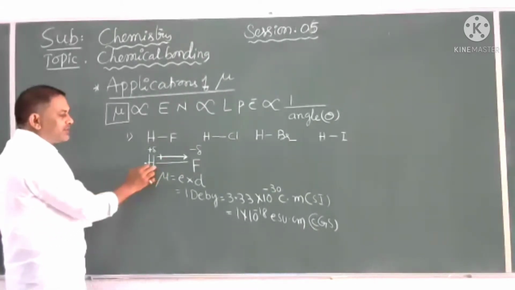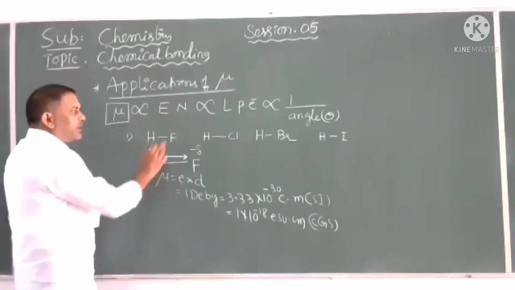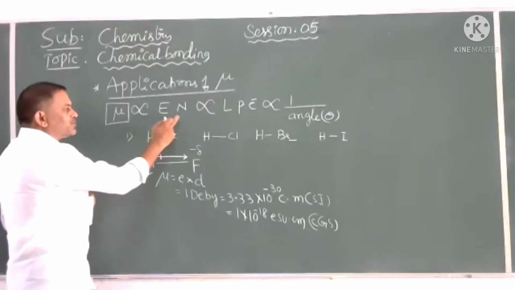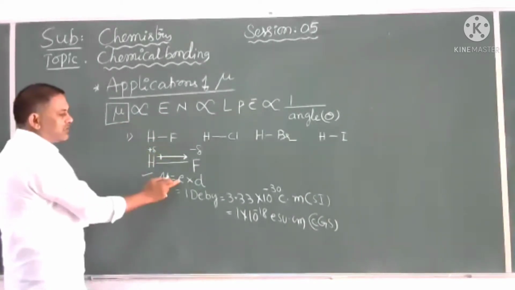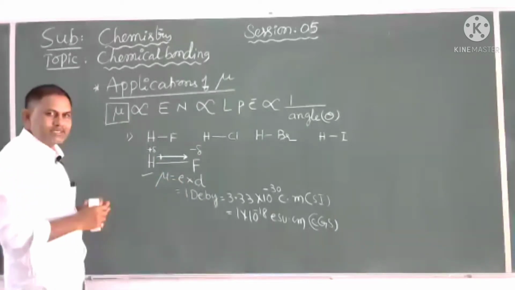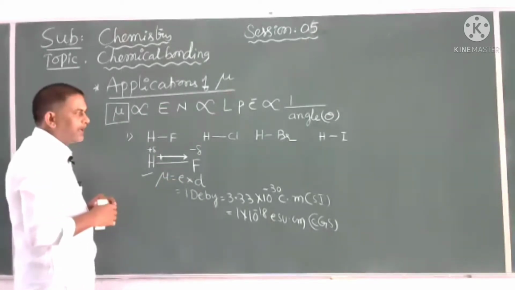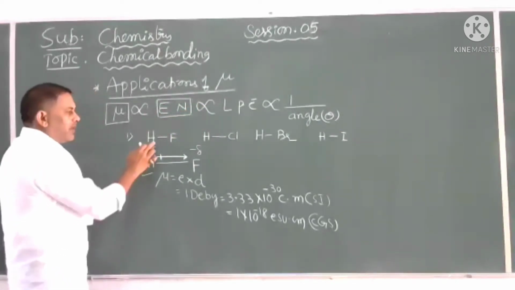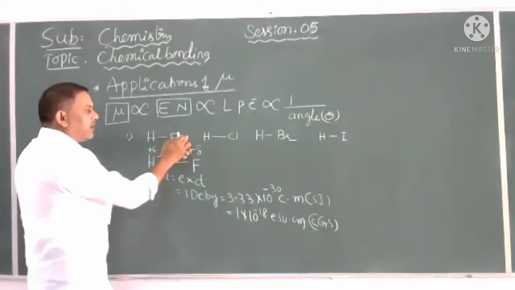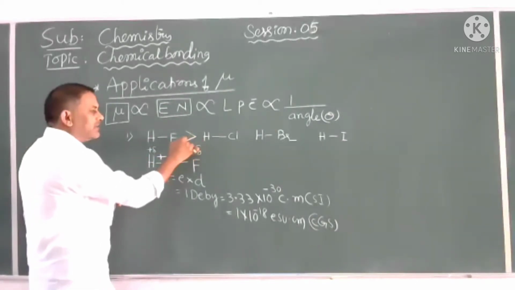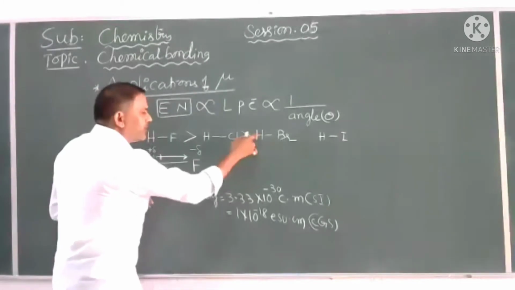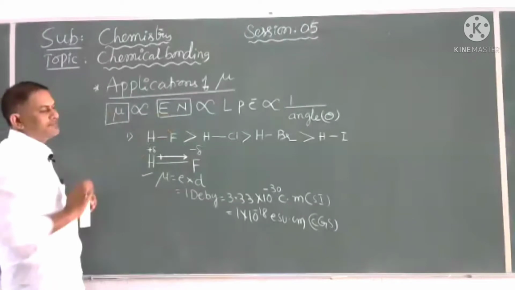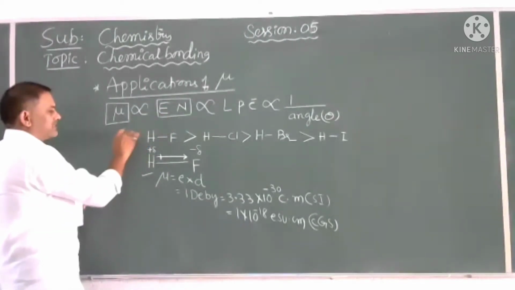So between hydrogen and fluorine, there is an electronegativity difference. When the electronegativity difference is more, the dipole moment is more. Its charge and distance values also increase. That's why, based on electronegativity, hydrogen fluoride has more dipole moment than hydrogen chloride, than hydrogen bromide, than hydrogen iodide. This is the first example.